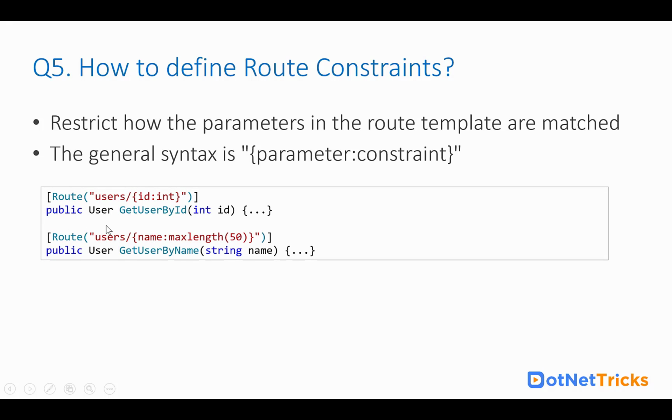Let's say we have a user controller with a method, let's say get user by ID, and here the user can pass the ID only as an integer. We are not willing to accept the ID in a string format or any other format. So I just mentioned a route constraint for integer. Similarly, we define a route constraint for the string type where the maximum length for the name can be 50 only. If it is greater than 50, it will not respond to that URL. So this is the way we can apply route constraints in our ASP.NET Web API.